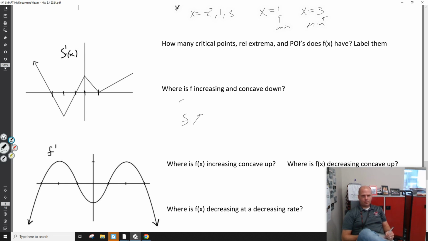F is going up. F prime's got to be positive. F is concave down. F prime's got to be going down. F double prime's got to be negative. Look at the chart. This is F prime. F prime is positive. F prime is going down. Where are F prime positive and going down? So from -infinity to -3, and from 0 to 1.